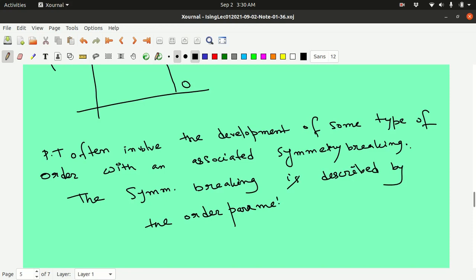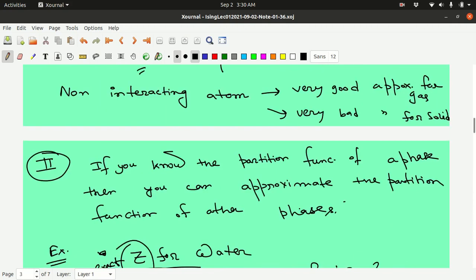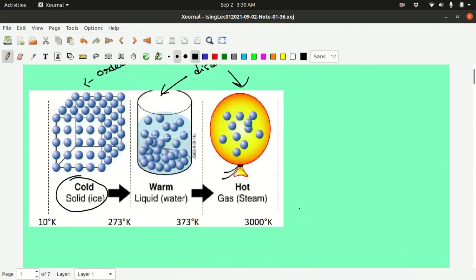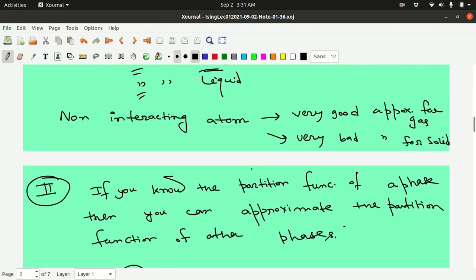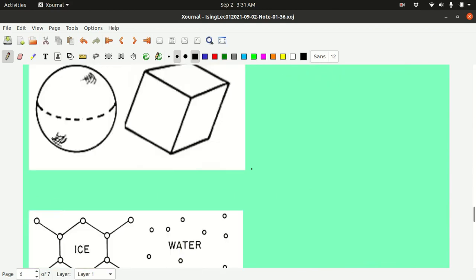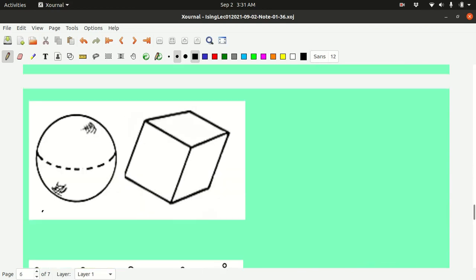So now, what is symmetry breaking? When we go from one phase to another, which symmetry is broken? That we need to understand. So let me go to the picture. So let's say you have this picture. This is a sphere and this is a cube, right? So tell me which symmetries both of these systems have.